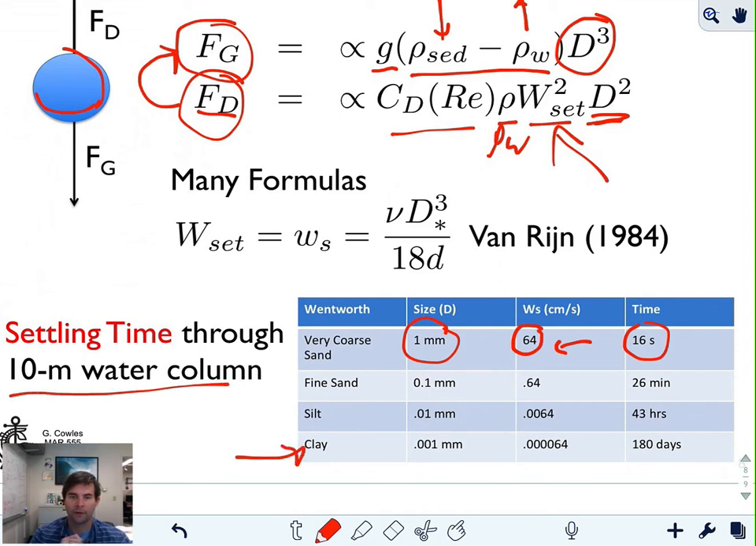Once you get to clay, you can see the settling time is extremely slow. So the variation in settling speed or settling velocity, and if you think of a fixed distance, settling time is humongous across the range of grain sizes that we experience on the ocean floor. So the sediment dynamics and what's going on in response to a given forcing is going to strongly depend on the nature of the materials that lay on the seabed.